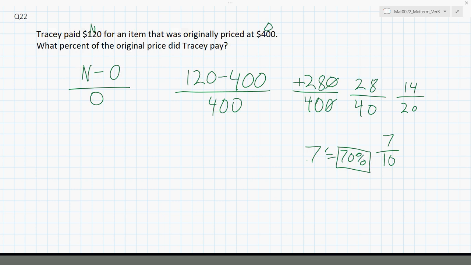So that means that the price that she paid is 70% off. So that would be 100%, my bad, minus the 70% equals 30% left over. So that means that the percent of the original price that she paid was 30%.